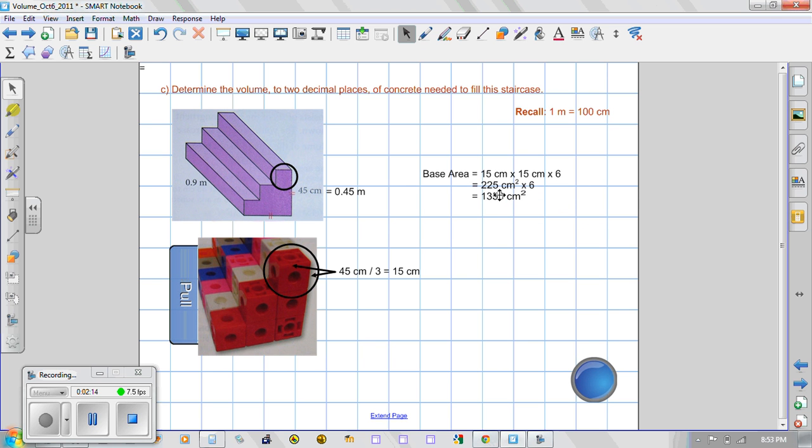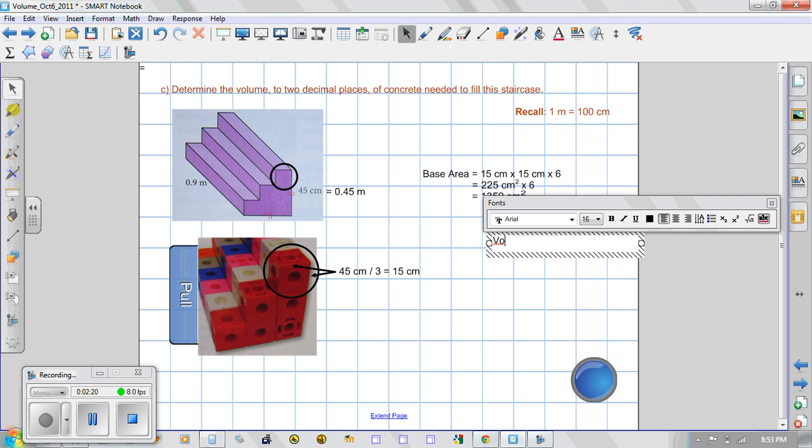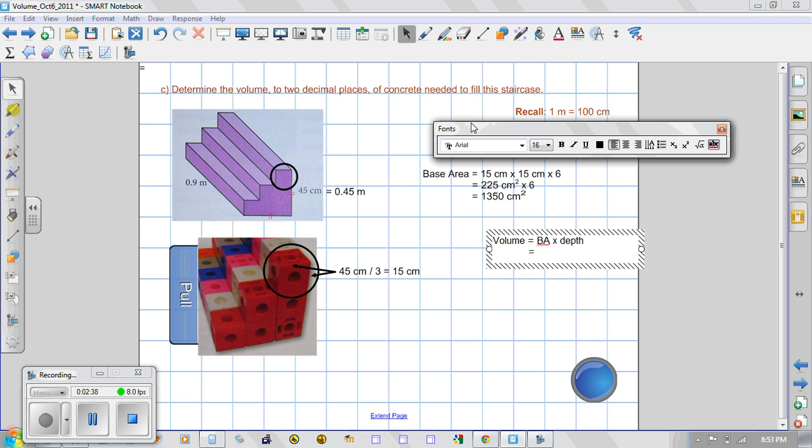Lastly, we're asked to determine the volume. So we know volume is nothing more than base area times depth. So let's report that statement. And in this case, the base area we have is 1,350 centimeters squared.